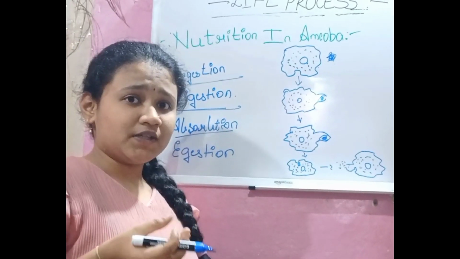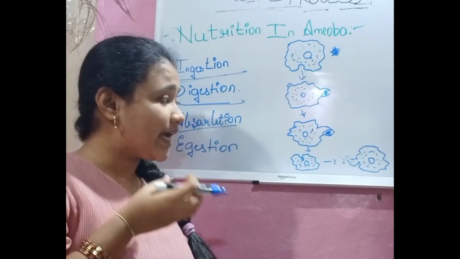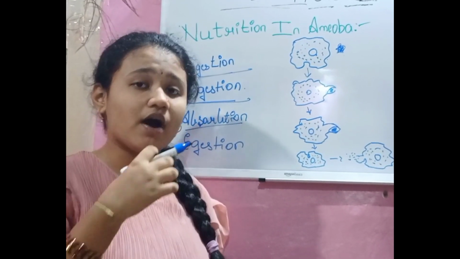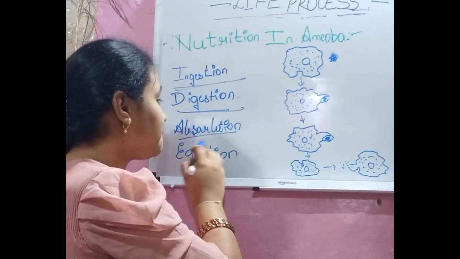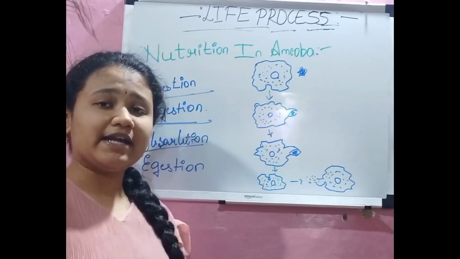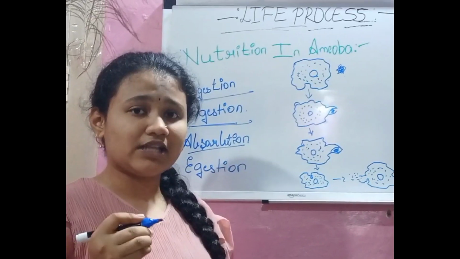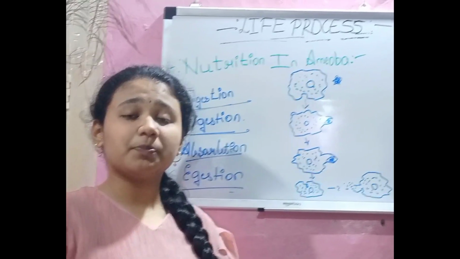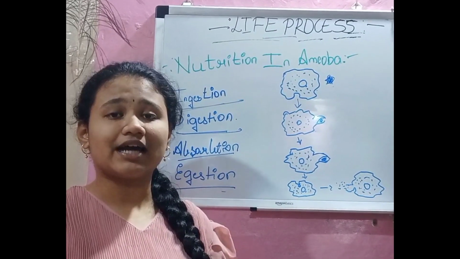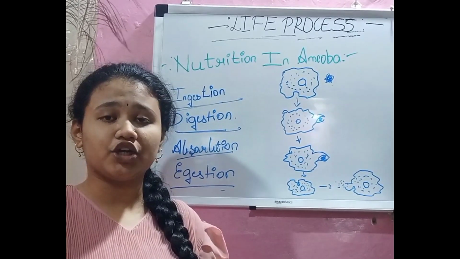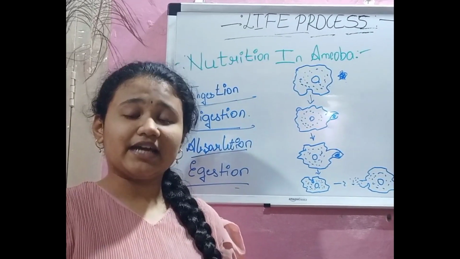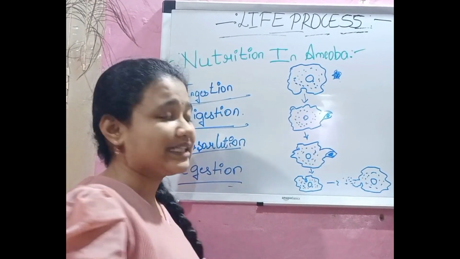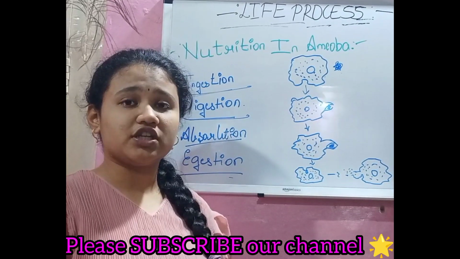Absorption. The food digested in the amoeba is absorbed by the cytoplasm through diffusion. It is known as absorption. And the last step is egestion. Egestion means the undigested food particles collect in the amoeba, and suddenly the cytoplasm forms an opening at any place to throw out the food particles like this. This is known as the process of nutrition in amoeba.